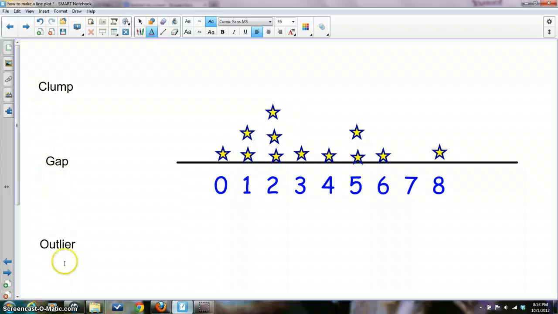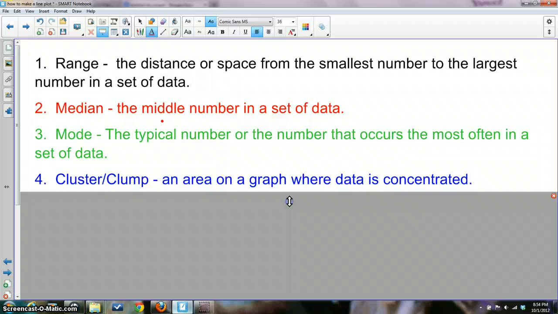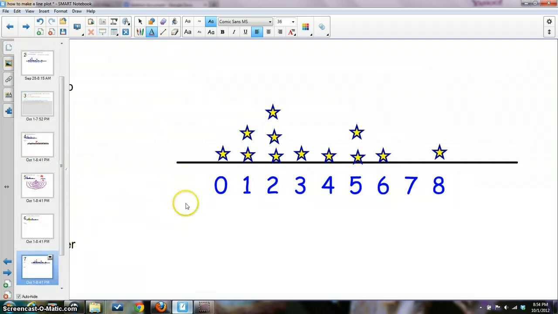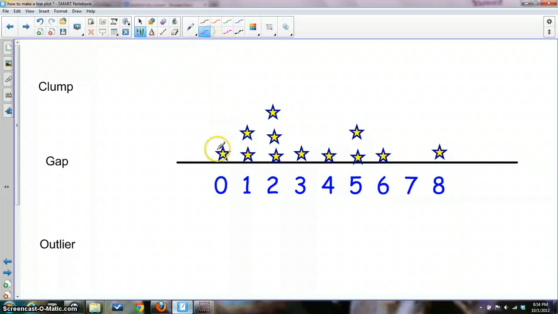The next couple of vocabulary words we're going to look at off of one line plot are clump, gap, and outlier. So the clump is the same thing as a cluster, and this is an area on a graph where data is concentrated. In order to see this, I like to draw on my line plot. I'm looking for the clump or the cluster. See how all this data right here from 0, 1, 2, 3, 4, 5, and 6, there are no spaces. There are no holes. It all is kind of clumped together. That's a clump. So the way you would write that is there's a clump from 0 all the way through the number 6.